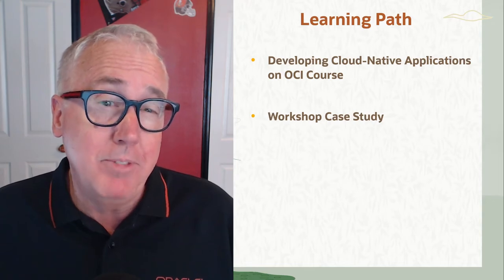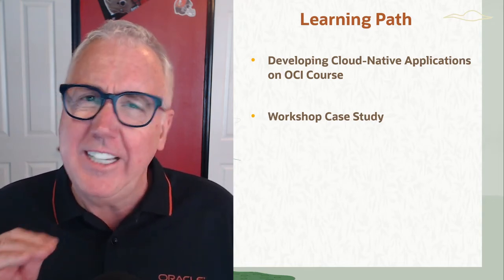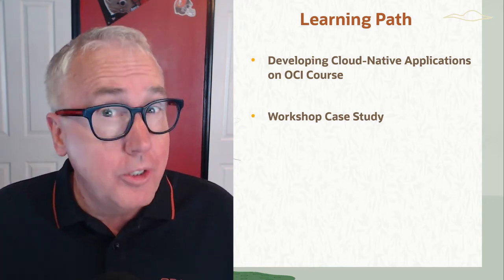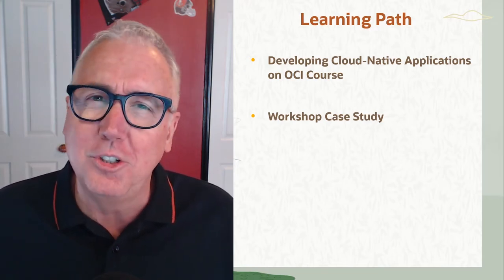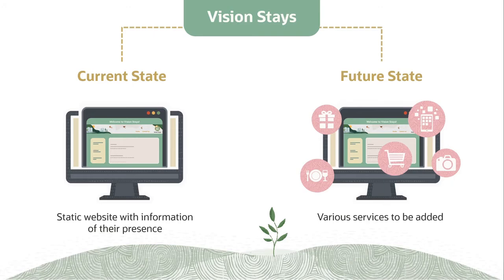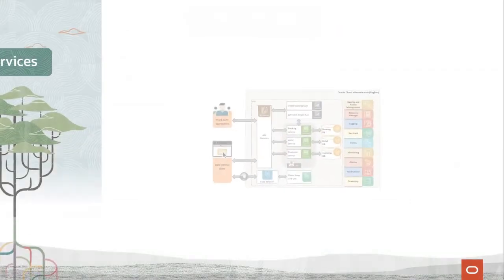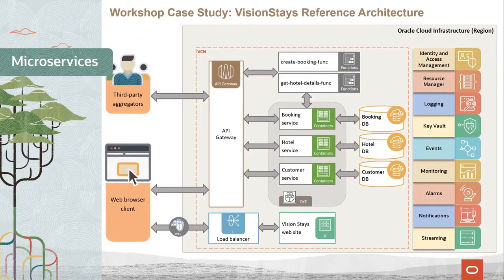This workshop case study is an extensive end-to-end solution for showcasing the development and deployment of a microservices architecture on OCI. The use case involves a hotel chain called Vision Stays, which currently has only a static website. They're planning to expand and enhance the functionality by adding booking facilities and also integrate their website with hotel aggregators. In this workshop, you'll use microservices to build their solution.